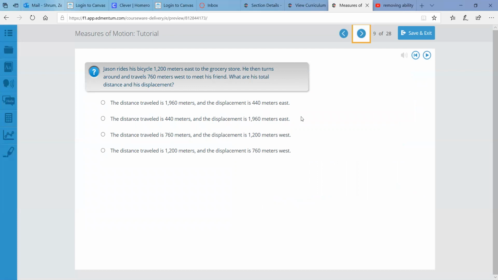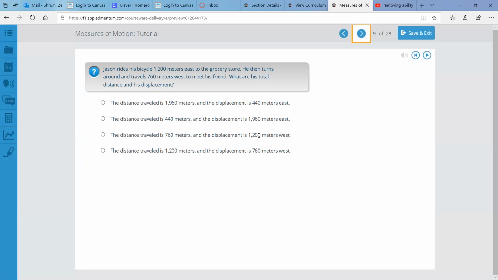I hope that's making sense. Here we're given a question. Jason rides his bicycle 1,200 meters east to the grocery store. He then turns around and travels 760 meters west to meet his friend. What are his total distance and his displacement?